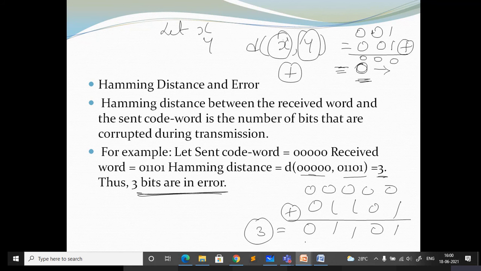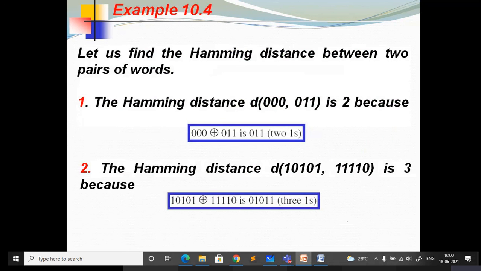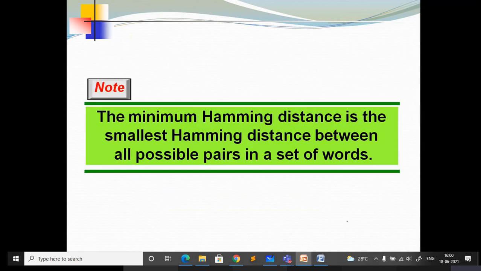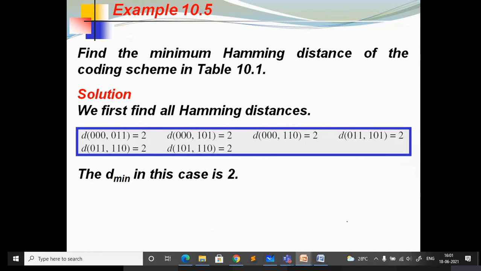And if the distance is 0, what does it indicate? The code word has not been corrupted during transmission. If it is anything other than 0, however many ones there are, it indicates there is an error in the data received. You can go through the textbook, where there are some examples of how to calculate the Hamming distance. It is a very simple formula: apply XOR operation and find out how many ones, and you will know the Hamming distance.